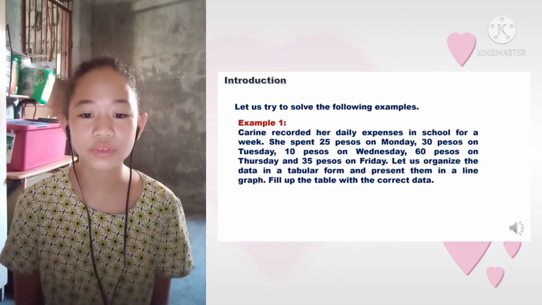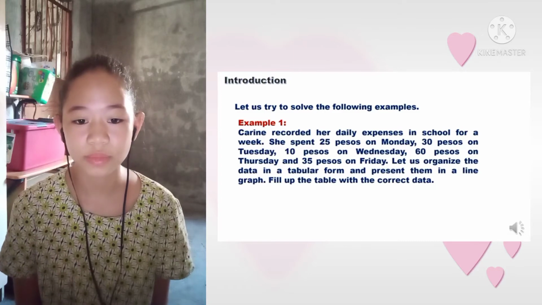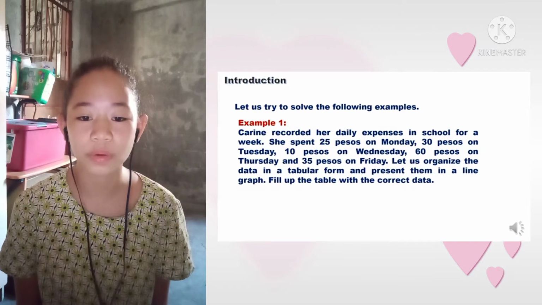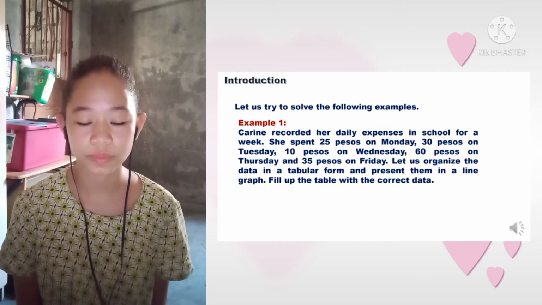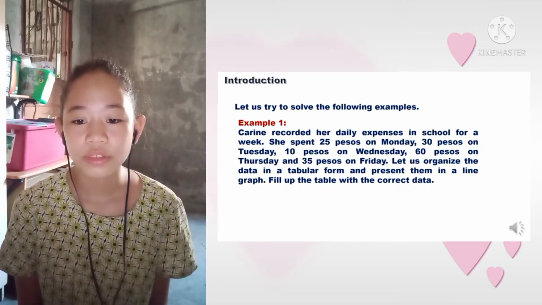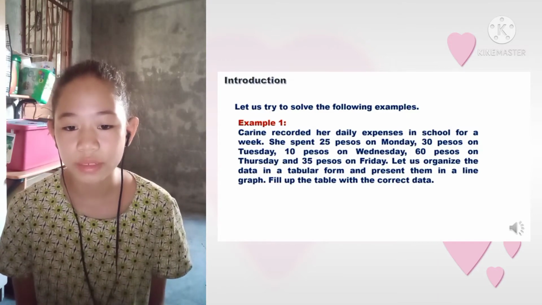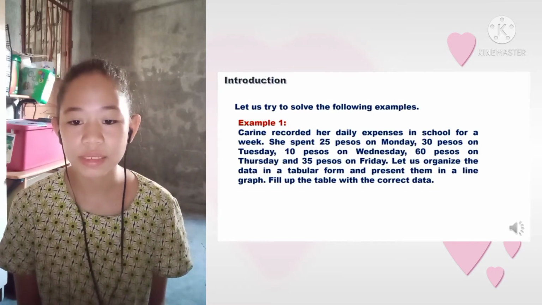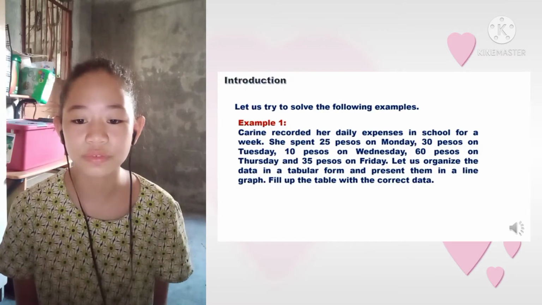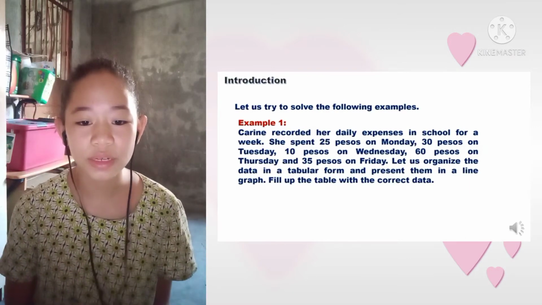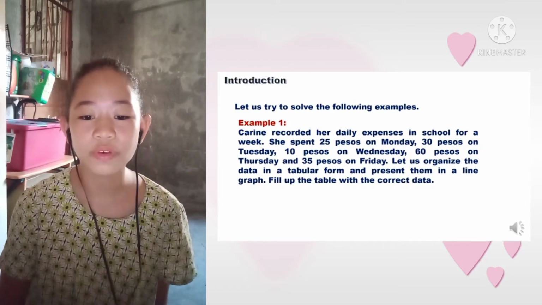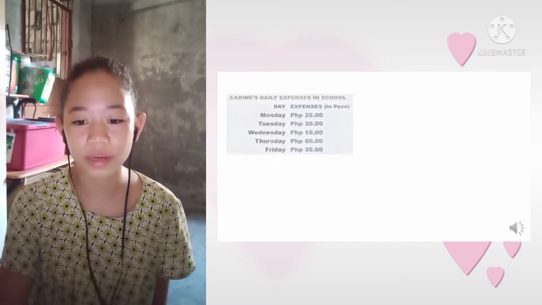Let us try to solve the following examples. Example 1. Corinne recorded her daily expenses in school for a week. She spent 25 pesos on Monday, 30 pesos on Tuesday, 10 pesos on Wednesday, 60 pesos on Thursday, and 35 pesos on Friday. Let us organize the data in tabular form and present them in a line graph. Fill up the table with the correct data.